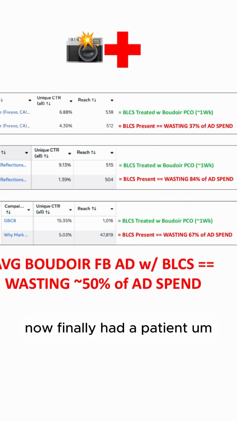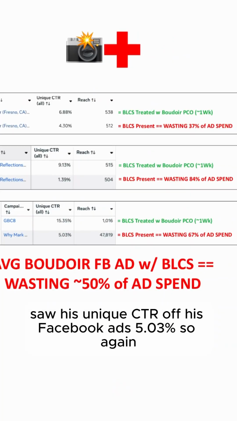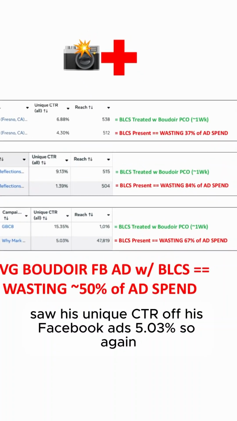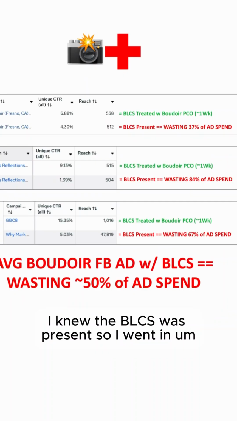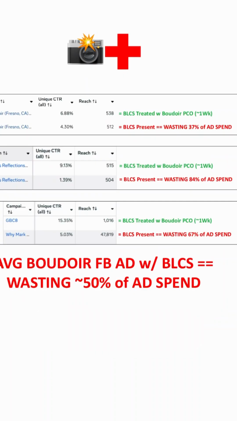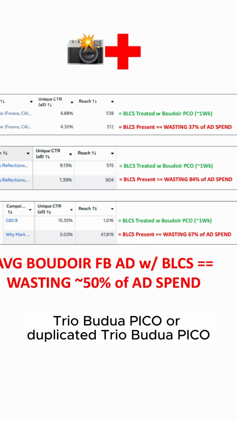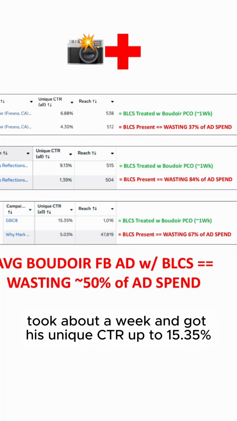Now, finally, had a patient who saw his unique CTR of his Facebook ad is 5.03%. So again, I knew the BLCS was present. So I went in, duplicated Trio Boudoir Pico, took about a week, and got his unique CTR up to 15.35%.